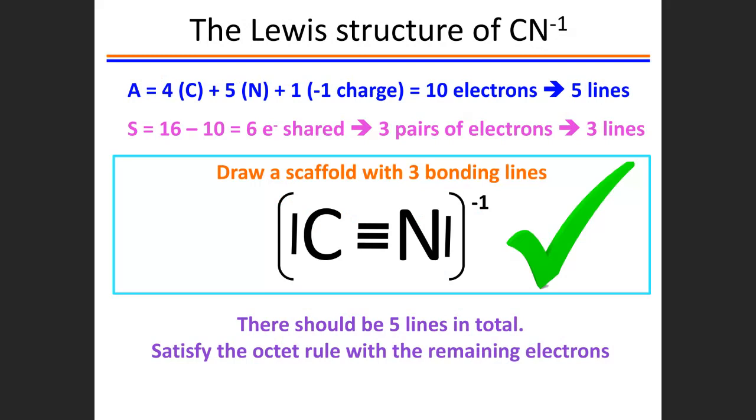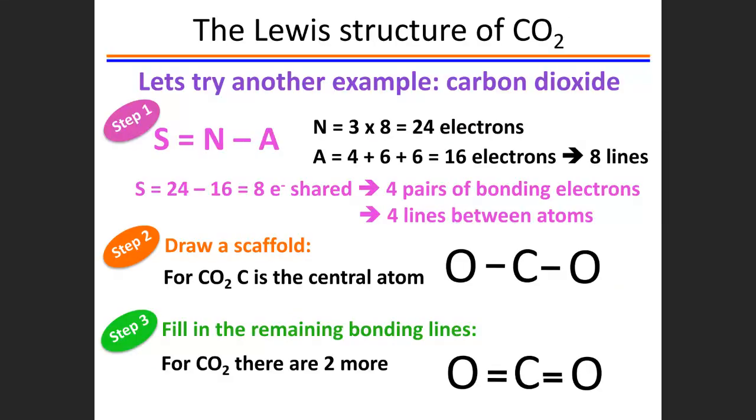See here. With the 3 times 2, 6, we have here 2 electrons, we have here 2, and also here 3 times 2, 6, and here we have 8, but here the minus 1, and then comes 8. So there should be 5 lines in total, satisfying the octet rule with the remaining electrons. So 10 electrons, 5 lines. Here is another example.